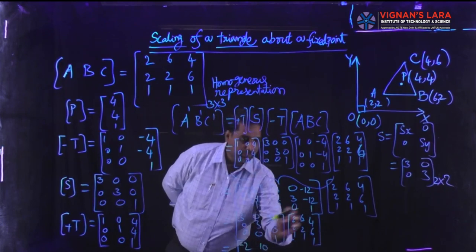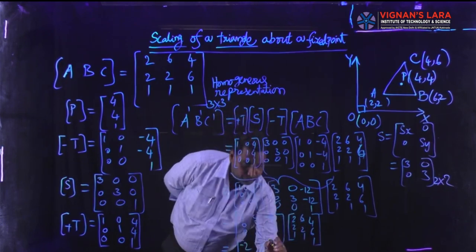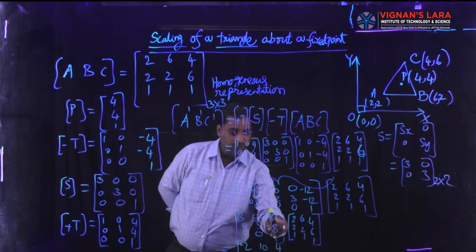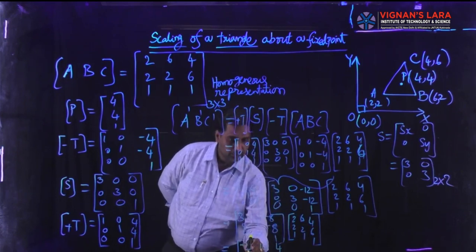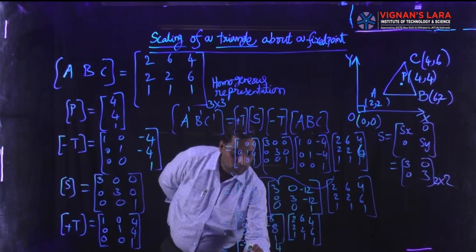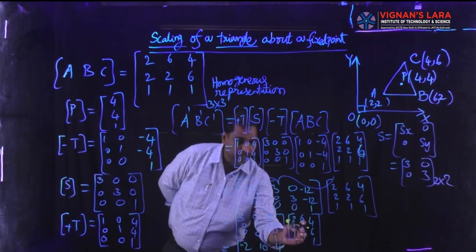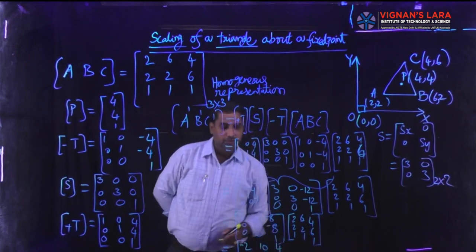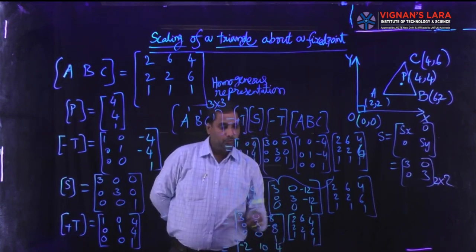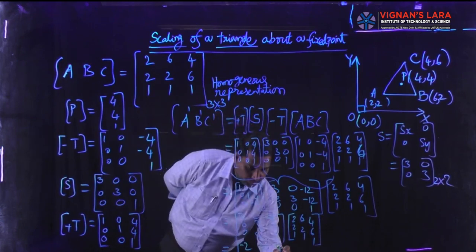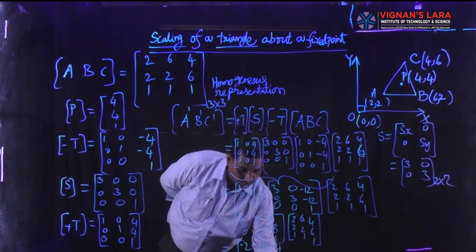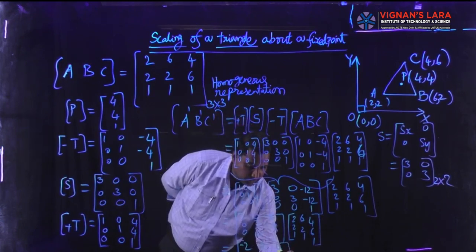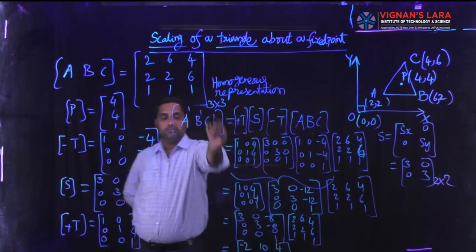Next multiply this one with 12 minus 8, 4. Next about this one, 6, 6 minus 8, minus 2. Again multiply with this, minus 8 plus 6, minus 2. Again multiply this one, right, 10. Here you will get 1 1 1. These are the final coordinates of A dash, B dash and C dash.